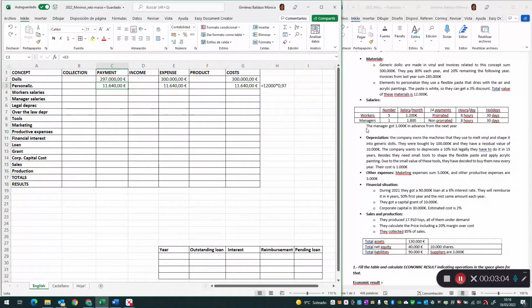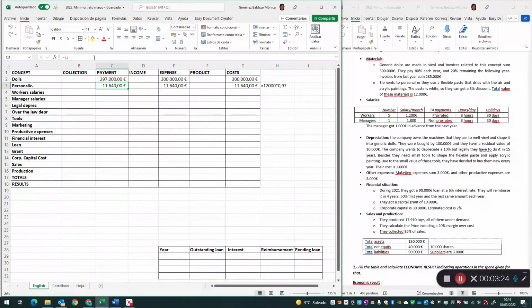What is important for us is this. The manager got 1,000 in advance from the next year. This 1,000 belongs to another year. When you have something that belongs to another year, it means that it's only a payment or a collection. In this case, a payment.